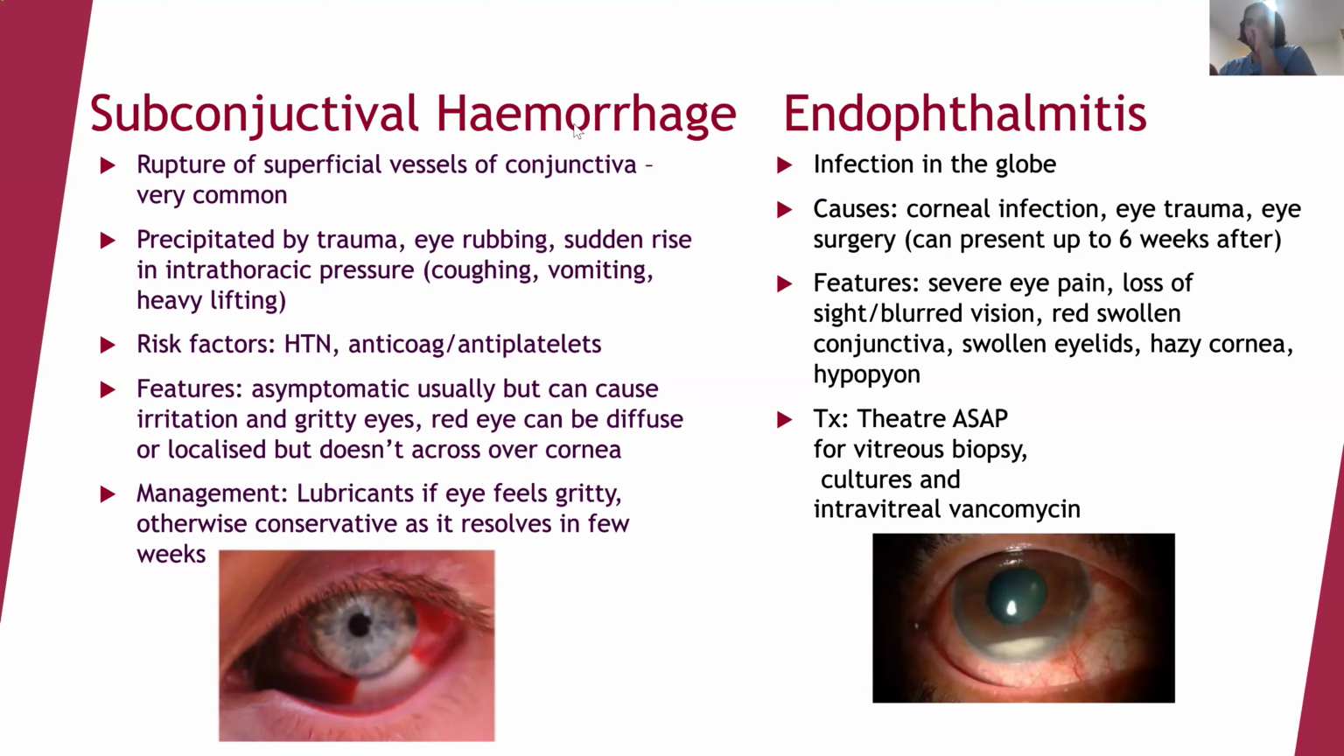This is a more severe condition. So endophthalmitis. This is infection of the eyeball itself, the globe. It can be caused by things like corneal infection, eye trauma, but the main thing is a patient had surgery, and now they present with a red swollen eye, really painful, can't see out of it, hazy cornea and that hypopyon. Again, that same thing that we saw in anterior uveitis. This is more severe because it can cause visual loss.